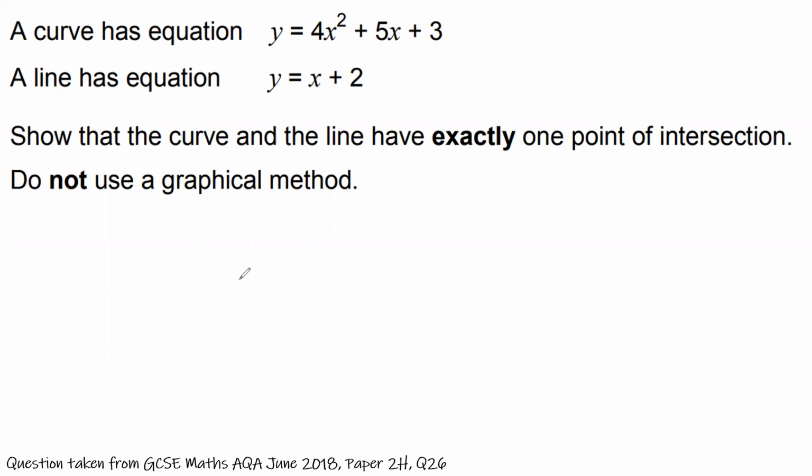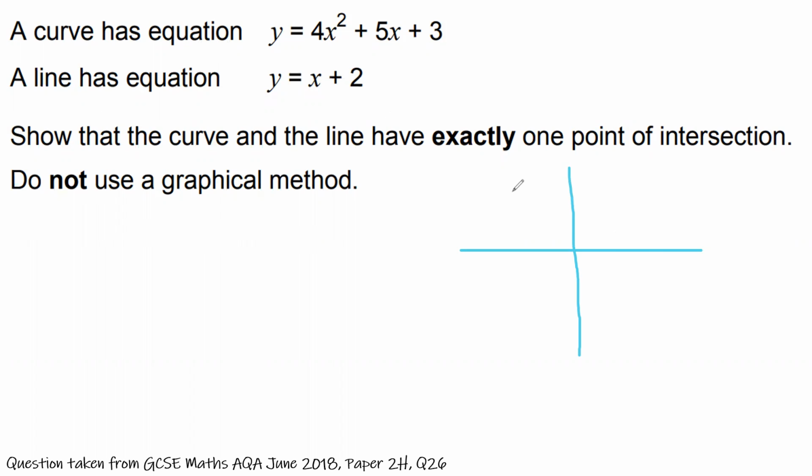So today we're going to be taking a look at this question where we've been given the equation of a curve and the equation of a line. We've been asked to show that the curve and the line have exactly one point of intersection. If you're imagining this on a graph, it says don't use a graphical method, but let's just have a think about how this all works.